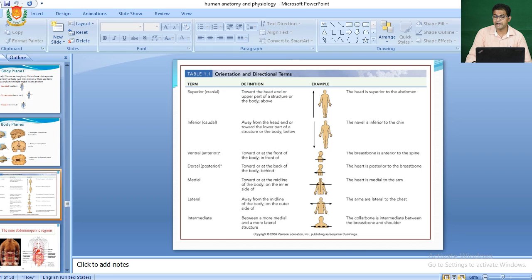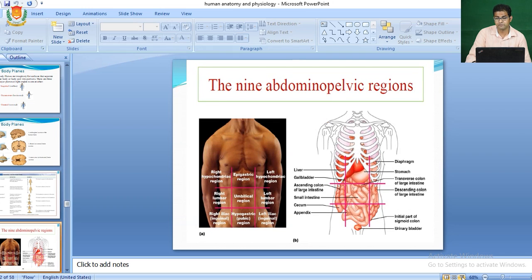Now lastly, there are the nine abdominopelvic regions into which our abdomen or pelvic region is classified. From the central region we start, it is the umbilical region. Right to it is the right lumbar region and left to it is the left lumbar region. Just above the umbilical region lies the epigastric region, just right to the epigastric region is the right hypochondriac region and the left one is the left hypochondriac region. Below the umbilical region lies the hypogastric region, and to the right of this hypogastric region is the right iliac region, and to the left is the left iliac region.